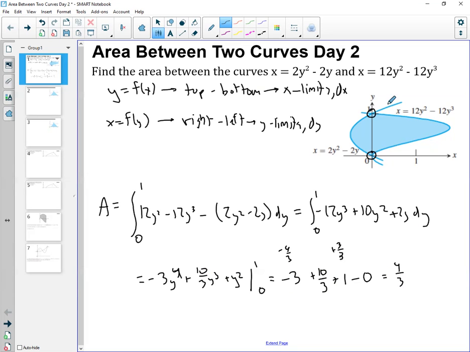And that's how you do this. This time it's right minus left when it's in terms of y. You sometimes get an option whether you want to do it in terms of x or in terms of y, and it's not always clear which one you should do. On my test and on the AP test, if you have an option, it doesn't matter which one you do as long as you do it right.